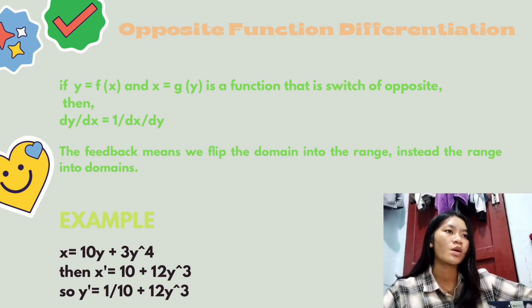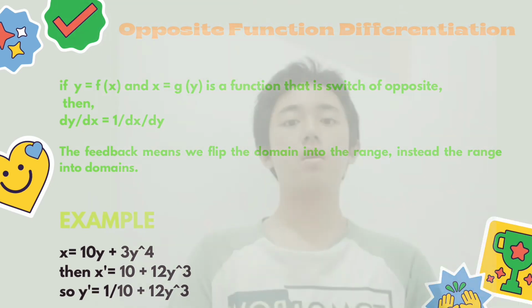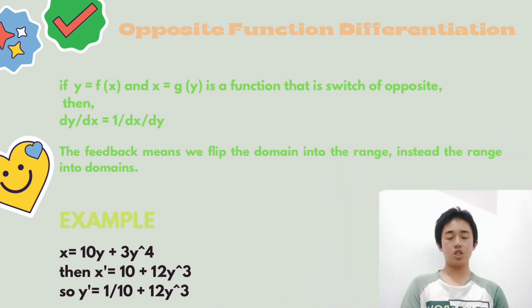The feedback means we flip the domain into the range, instead of the range into the domain, creating the inverse function. f inverse of x is f minus 1 of x. Opposite function differentiation. The example is x equals 10y plus 3y to the power of 4.